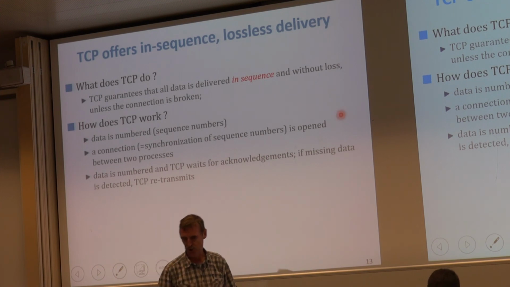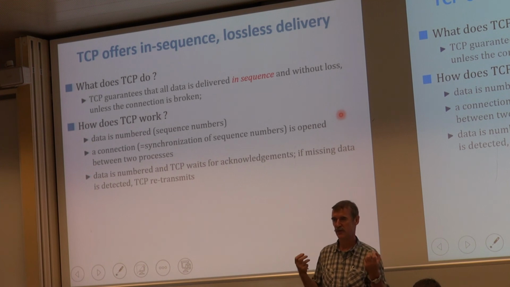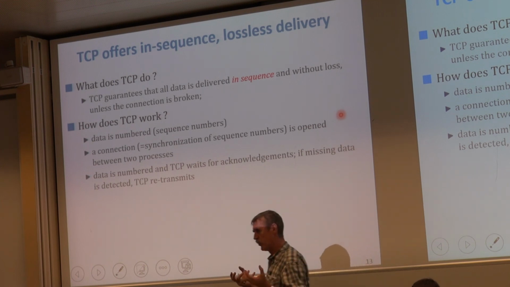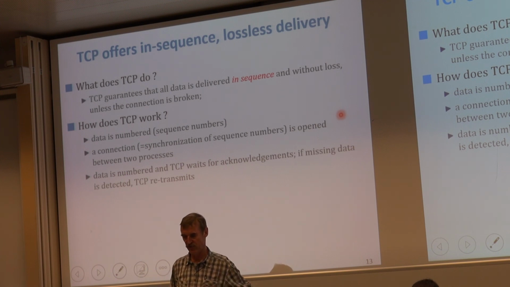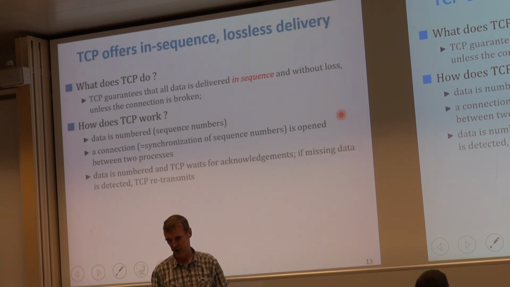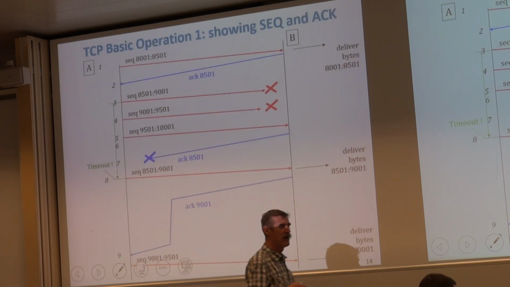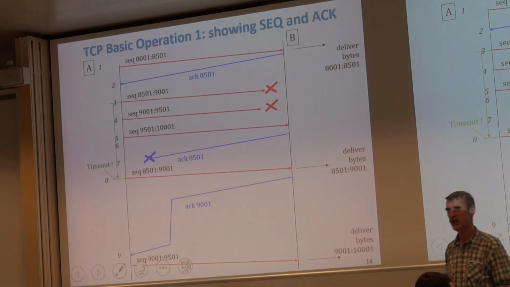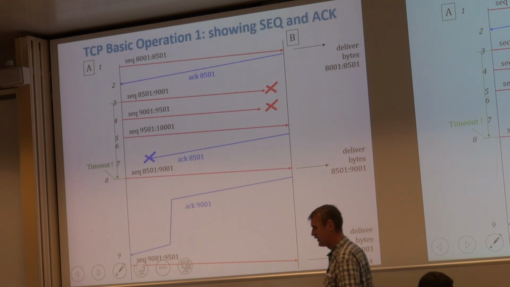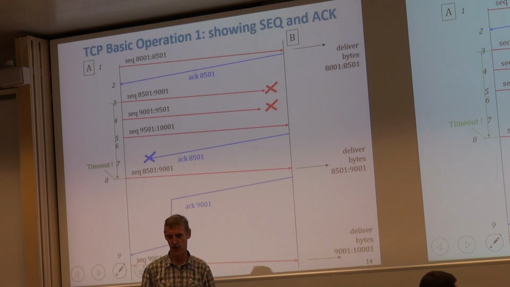Then, in order for TCP to work, the two ends that speak TCP open a connection. Open a connection means they synchronize their sequence numbers, and then they send acknowledgements. If missing data is detected, TCP will retransmit. Now there's a bit of complication: when to detect that something is missed, when to retransmit, and we'll discuss that in detail now. But here is a first approximation of how TCP works.